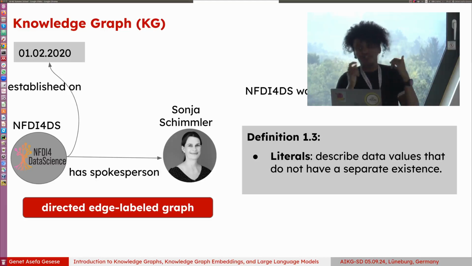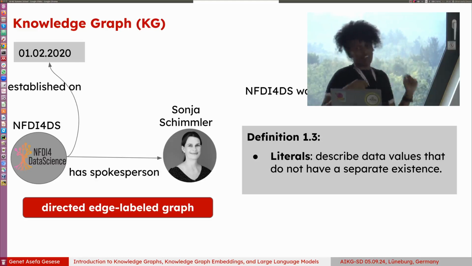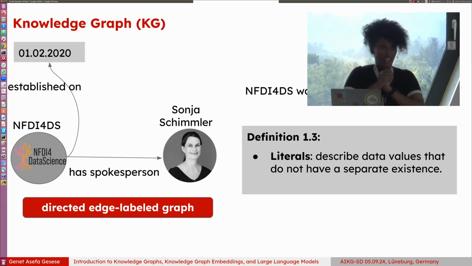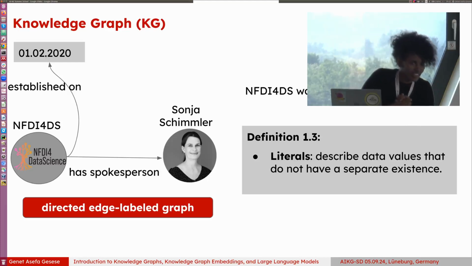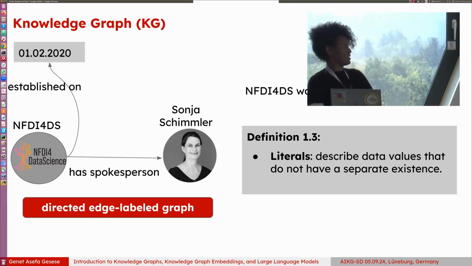And then I can have numerical values as literals. For example, if I'm interested in, let's say, the number of members of NFDI for data science, then this will be a numeric value, right? Then if I'm interested in the height or age of Sonia, then I will have that as a numeric value, which are literals. What else can I put there? Stock price, maybe? Yeah, exactly. So those are numbers that could be represented with literals.